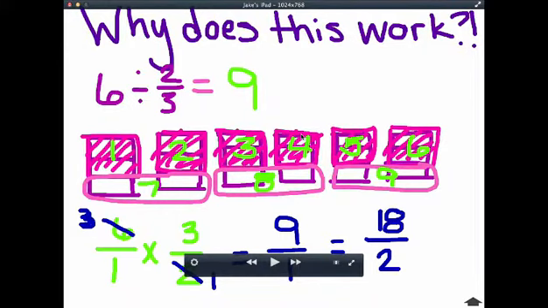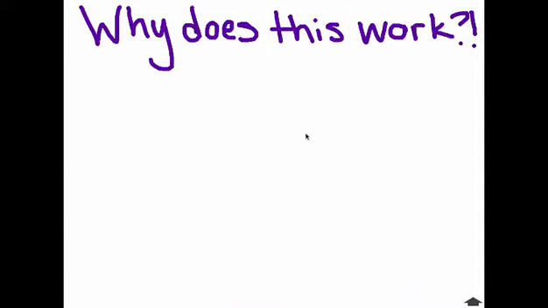9 and 18 and 1 and 2. This fraction here is just twice the size of the 9 over 1. And since 1 is a denominator, that just means that we have a whole number, that 9 is our whole number right here. Alright, one last example of why this whole thing works.